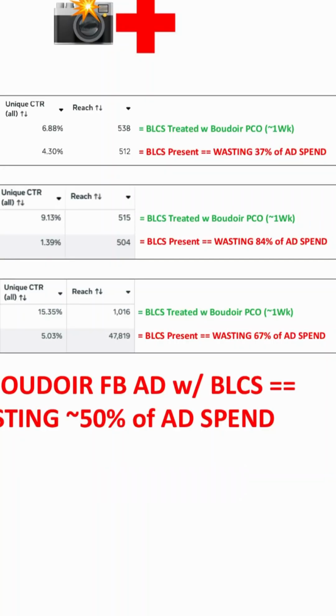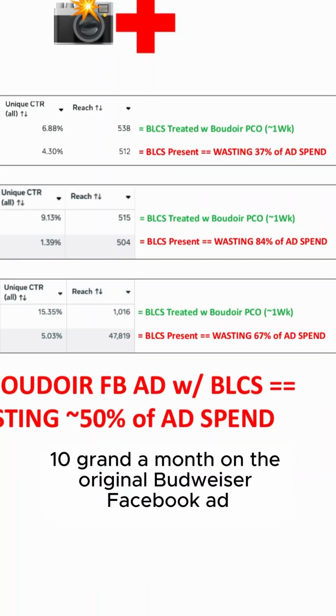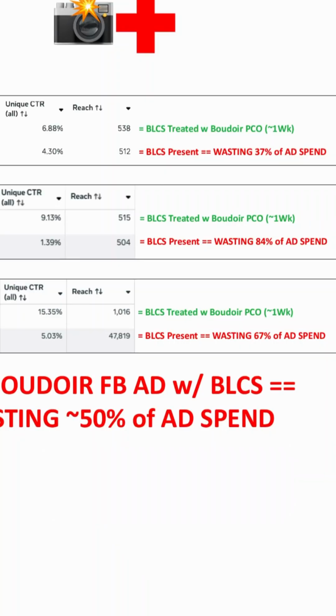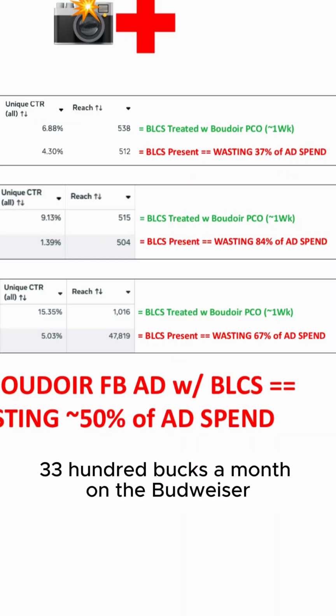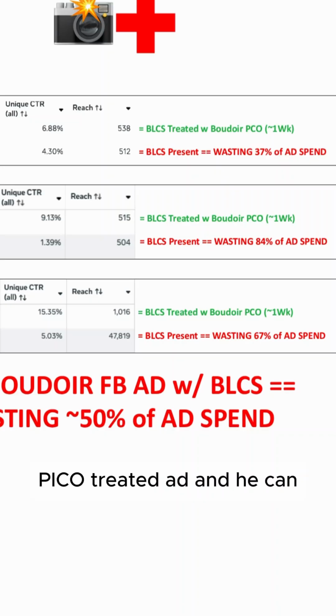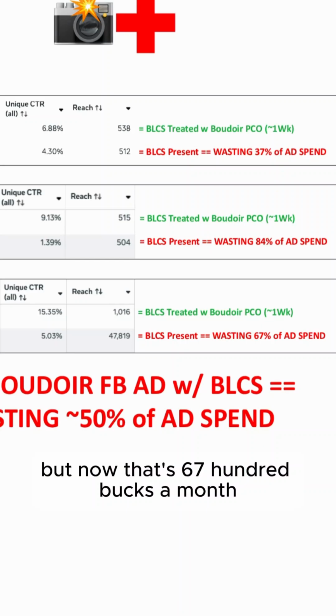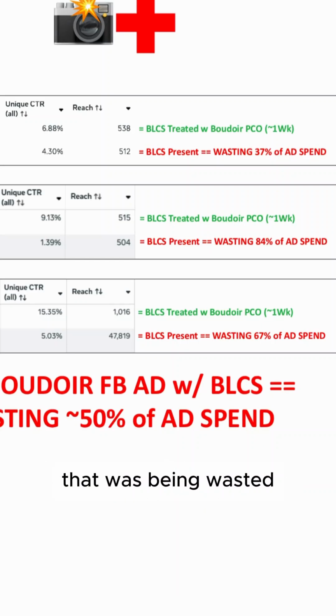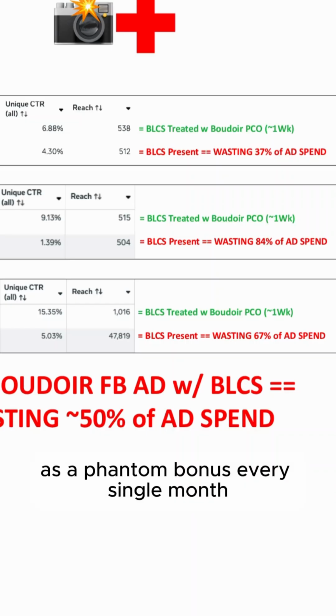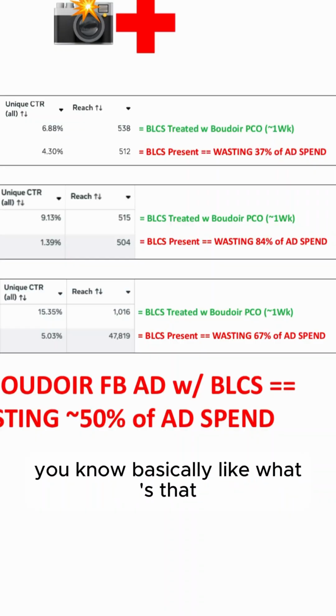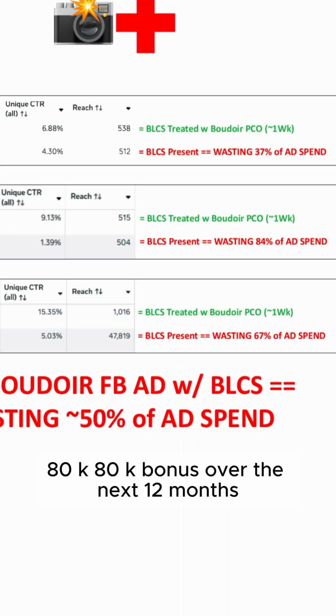And as a result, if you spend 10 grand a month on the original Boudoir Facebook ad, then now he only has to spend $3,300 a month on the Boudoir Pico treated ad, and he gets to get into the same number of women's brains in both scenarios. But now that $6,700 a month that was being wasted, it's now being eliminated, back in his pocket. He doesn't have to spend it, a phantom bonus every single month. Basically like, what's that, 80K bonus over the next 12 months.